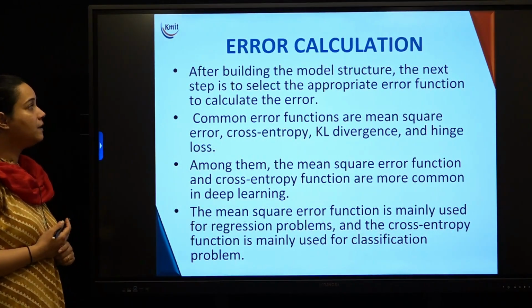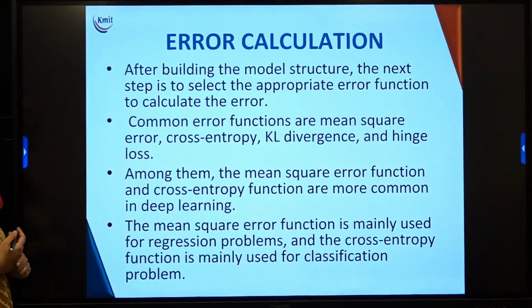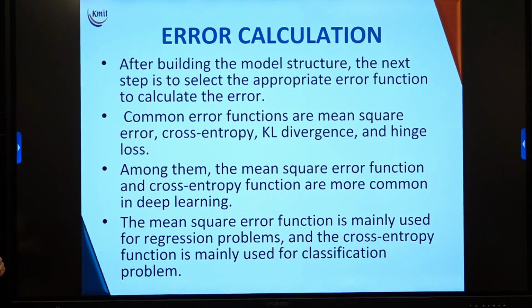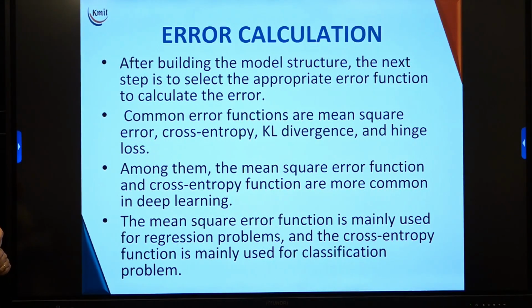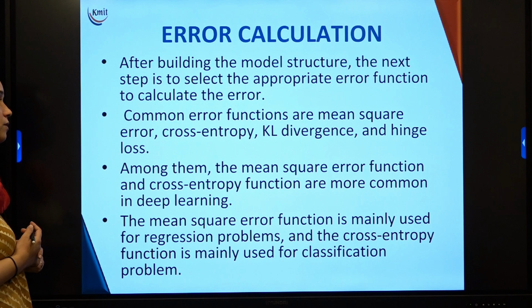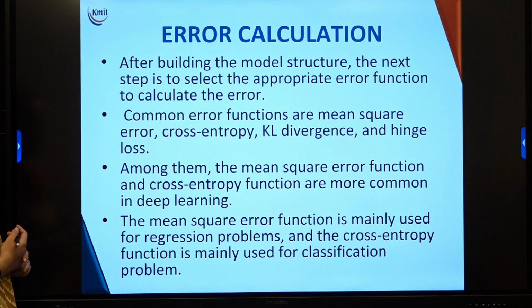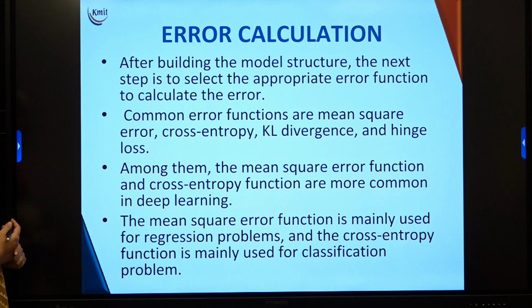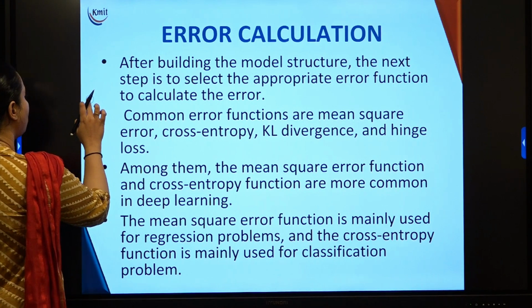After building the model structure, the next step is to select the appropriate error function to calculate the error. There are different types of error functions available, like mean square error, cross entropy, KL divergence, hinge loss, etc. Amongst them, what we are going to study most is the mean square error function and the cross entropy error function, and these are more common in deep learning. The mean square error function is basically used for regression problems, and the cross entropy function is mainly used for classification problems. Keep this in mind while you are designing your neuron model.